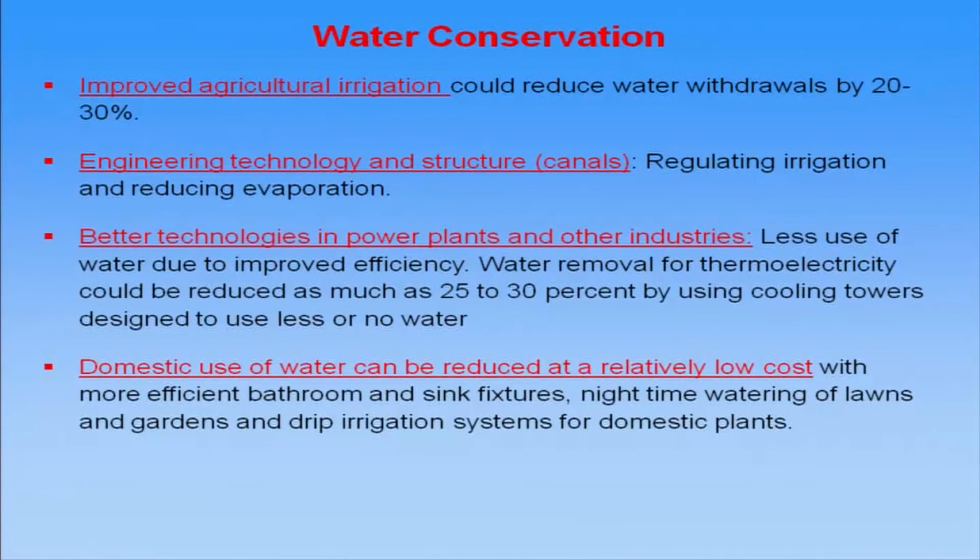nighttime watering of lawns and gardens, and drip irrigation systems for domestic plants. Because we have in practice that we mostly open up the tap and allow the water to flow in our gardens and lawns, which can be reduced and can help in less consumption of groundwater.